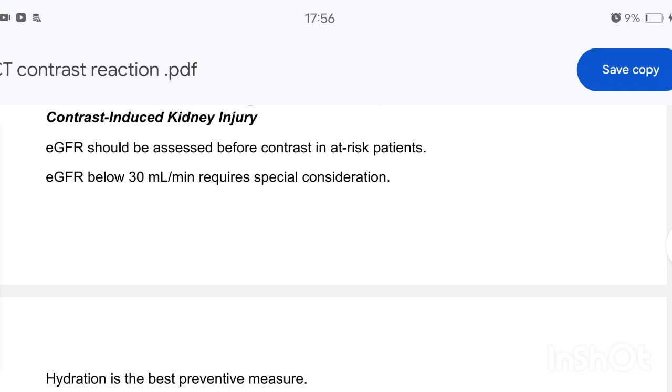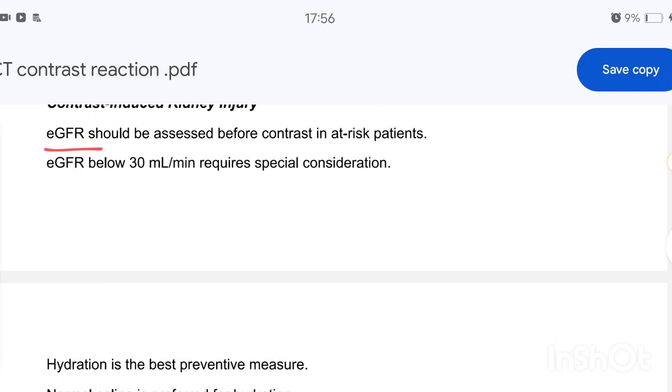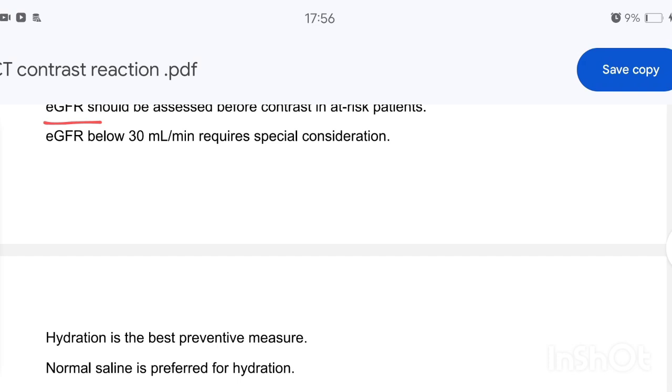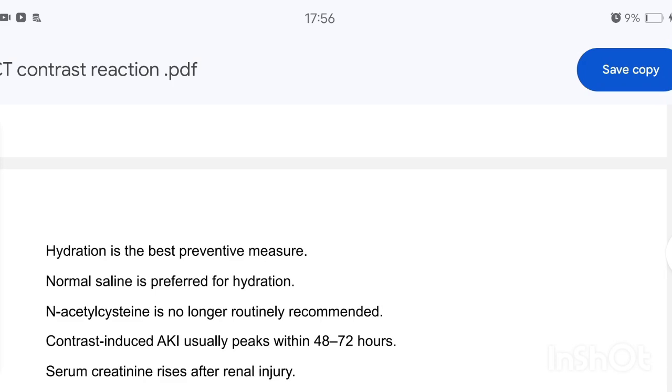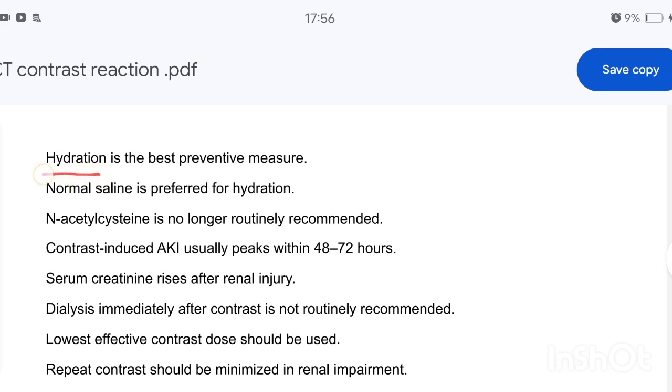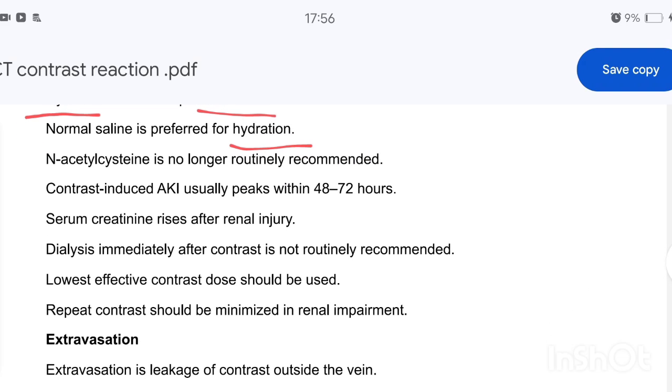eGFR should be assessed before contrast in all risk patients. eGFR below 30 ml per minute requires special consideration. Hydration is the best preventive measure. Normal saline is preferred for hydration. N-acetylcysteine is no longer routinely recommended. Contrast-induced AKI usually peaks at 48 to 72 hours. Serum creatinine rises after renal injury.